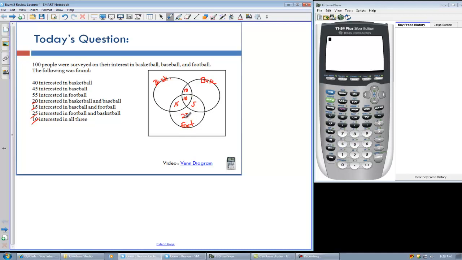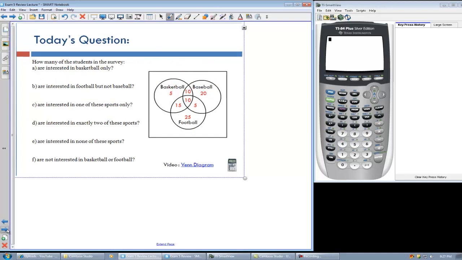We're interested in just football. And then 45 in baseball. Okay, so we have 10, 10, 25. To get to 45, we need a 20 here. And then finally, in basketball, we have 40, so we have 25, 35, and so you just have 5 interested in basketball. Okay. And so what this tells us is basically how to answer the following questions.